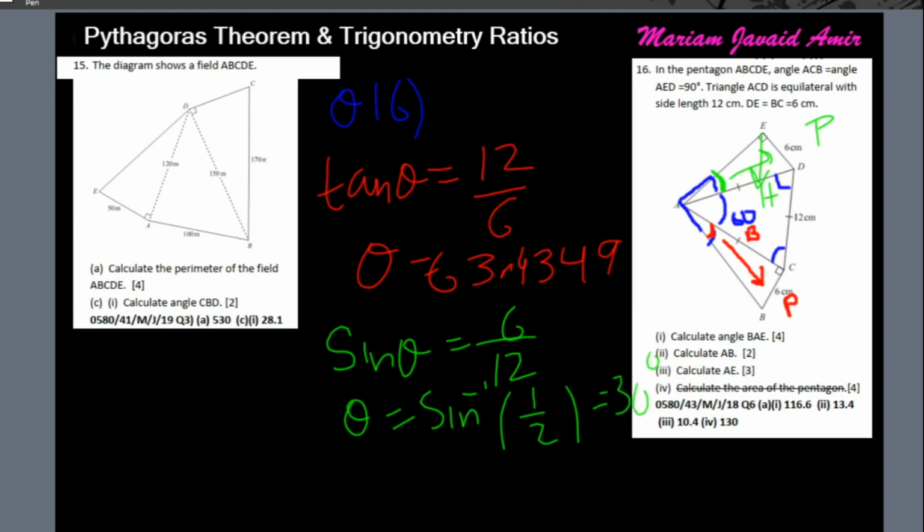So the total angle will be 63.4349 plus 60 plus 30. This gives us 90 plus 63.4349. This gives us 153.